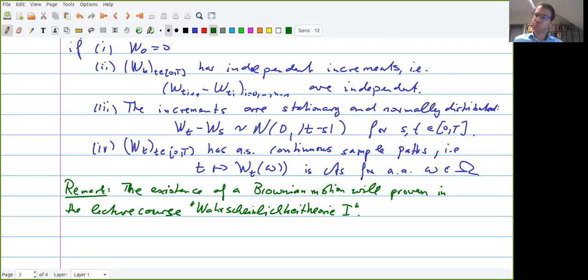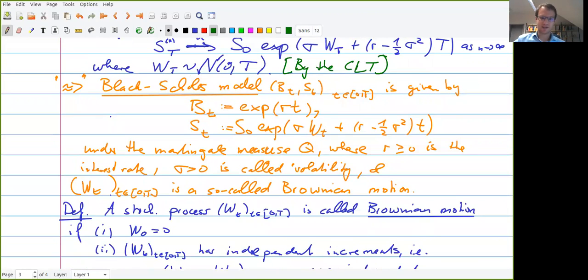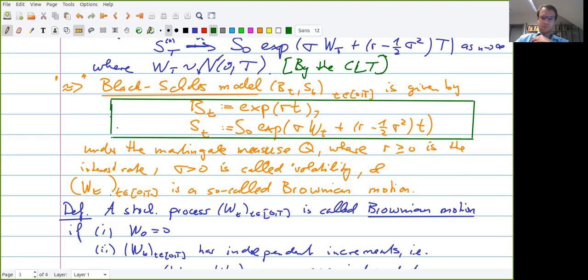Okay, but here we assume we have this object. So that's our model, and it's not hard. That's our Black-Scholes model. And this is a rather helpful way to model a financial market.